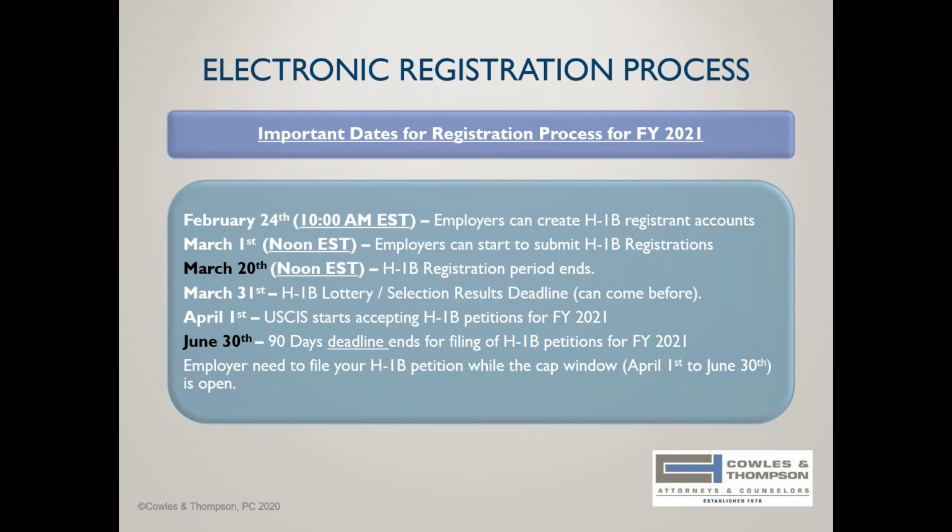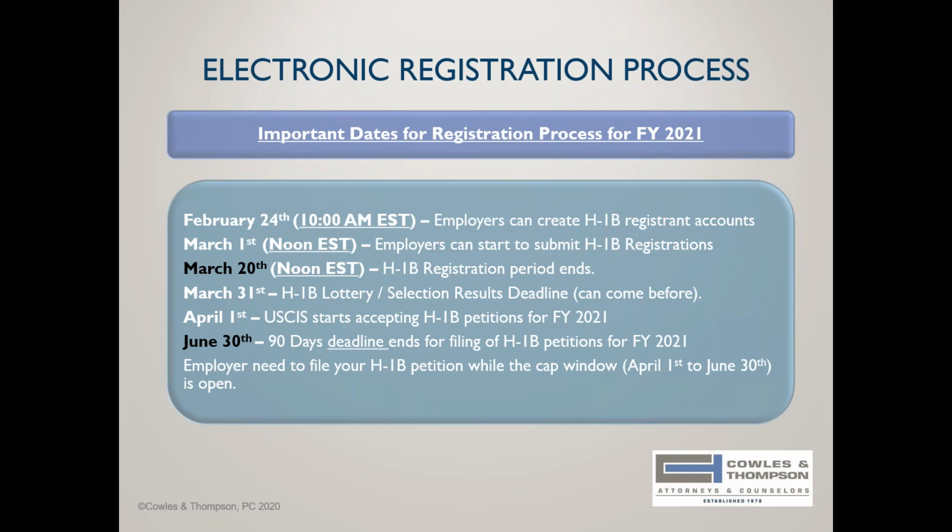So first date is March 1st at noon Eastern time. Employers can start registering the H-1B beneficiaries or accounts. Now, as Michelle mentioned, the registration period is open through March 20th at noon Eastern time. That's the cutoff. That's your deadline. If you do not register that individual or that account by March 20 at 12:01, then you're out of luck. You have to wait until next year.